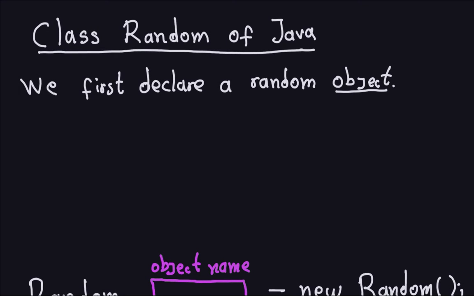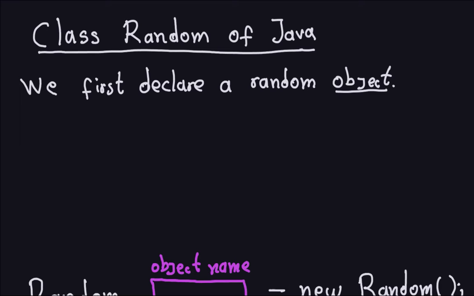Hello and welcome again. This is the second video of generating random numbers in Java. So this is the second way to generate random numbers. And for this way, it's not going to be a method, it's going to be through objects. So we're going to have to use the class Random of Java here to do the generation of pseudorandom numbers.